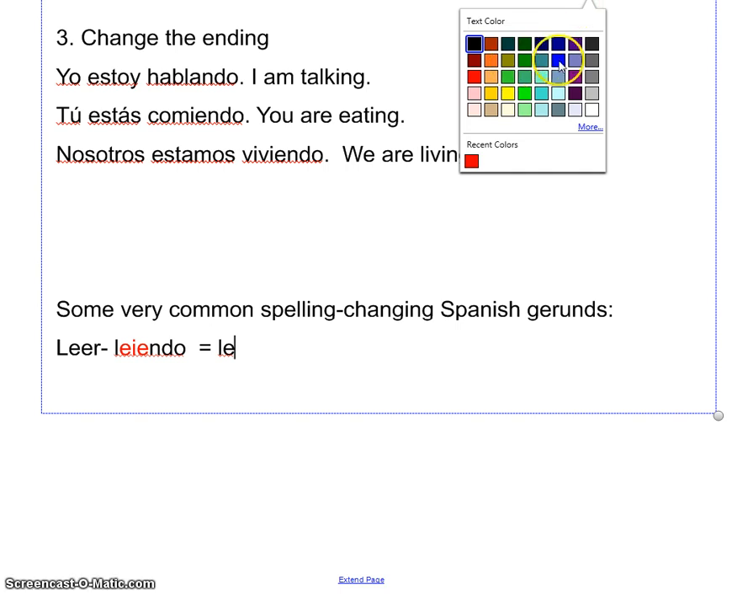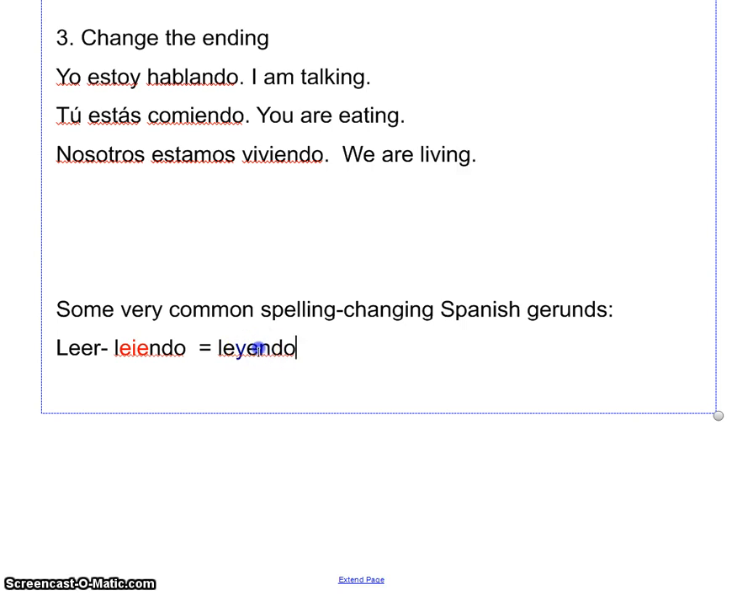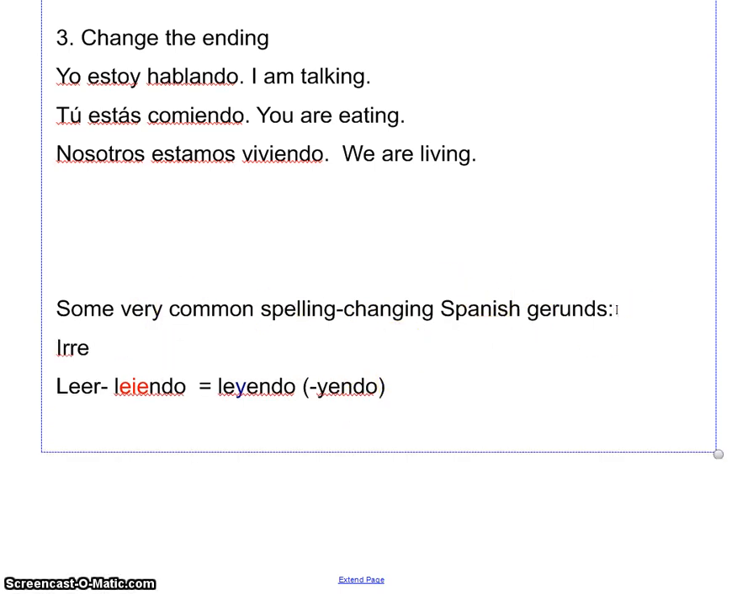Let's put this in a blue color. Leyendo. So you notice what I've done there. I still added the ending, but instead of going iendo, I went yendo. And why did I do this? Well, like I just said, there are some spelling-changing Spanish gerunds. So let's call these irregulars, the weirdos, okay? This doesn't happen as often as anything else, but just so you know that there are some that are going to do this little weird thing.